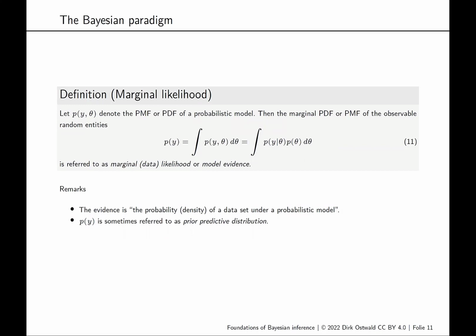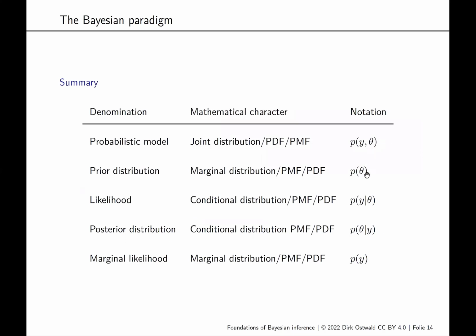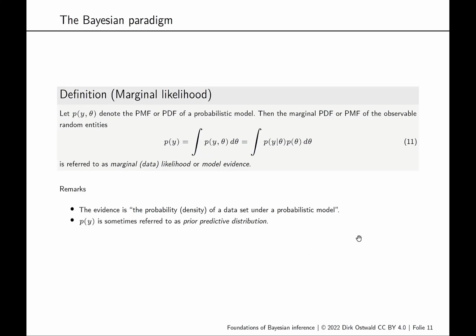So always remember we have this joint distribution over data and parameters, y and theta, and we gave some names already, namely probabilistic model, prior distribution for the marginal distribution of the parameter, likelihood for the conditional distribution of the data given the parameter, and posterior distribution. There's also something called marginal likelihood. This is essentially like the prior, but it's the marginal distribution of the data, not of the parameter. So you get it from integrating out the parameter. If you have a probability density function, or a probability mass function, of course, I left that implicit all the time, you sum over the values of the parameter.